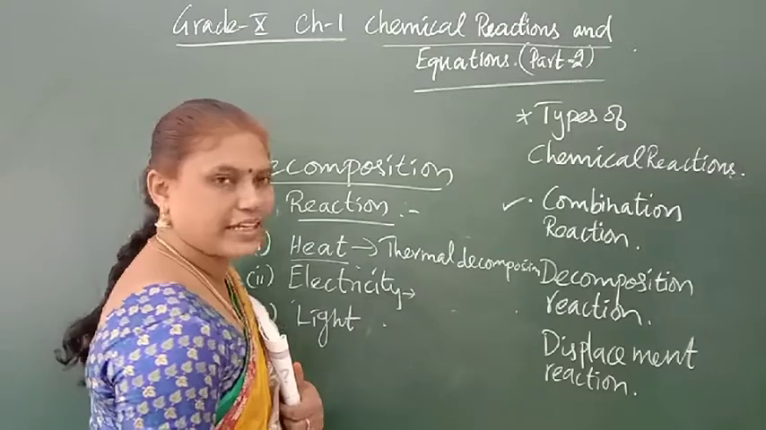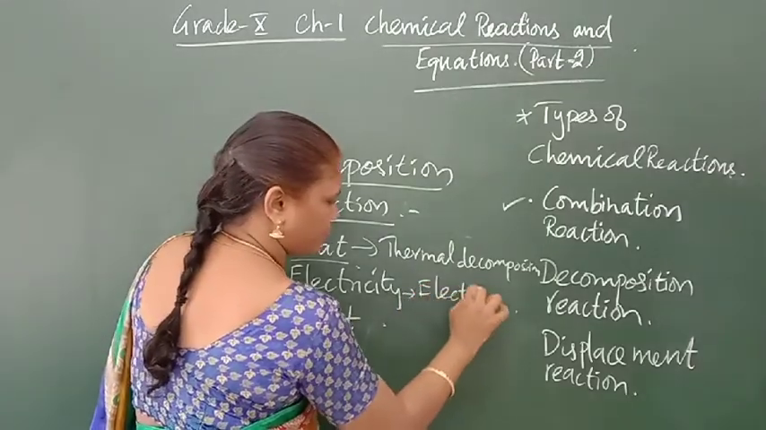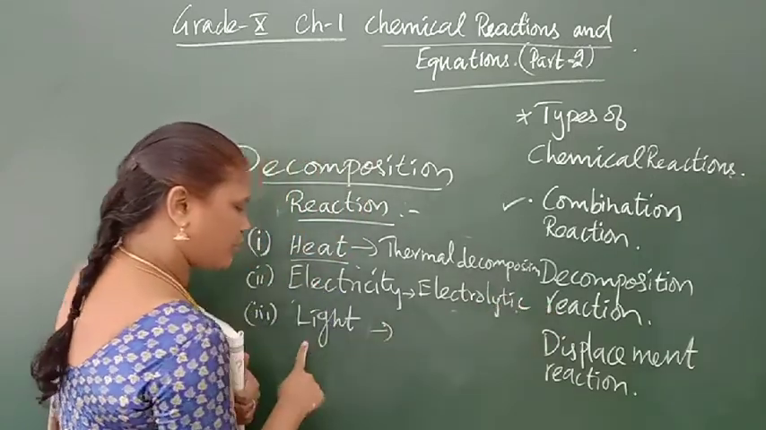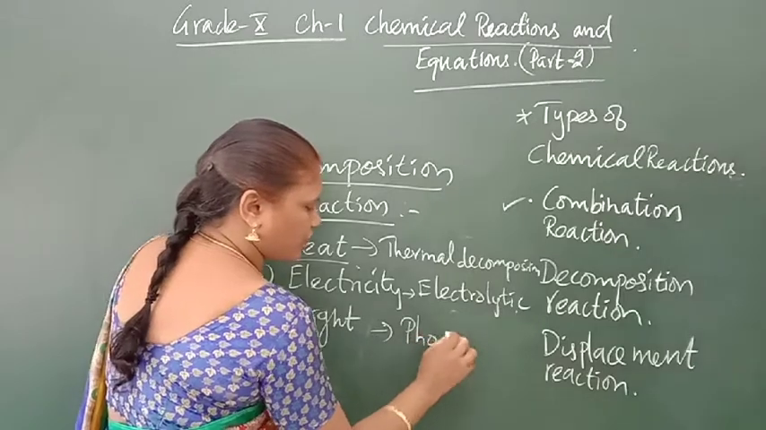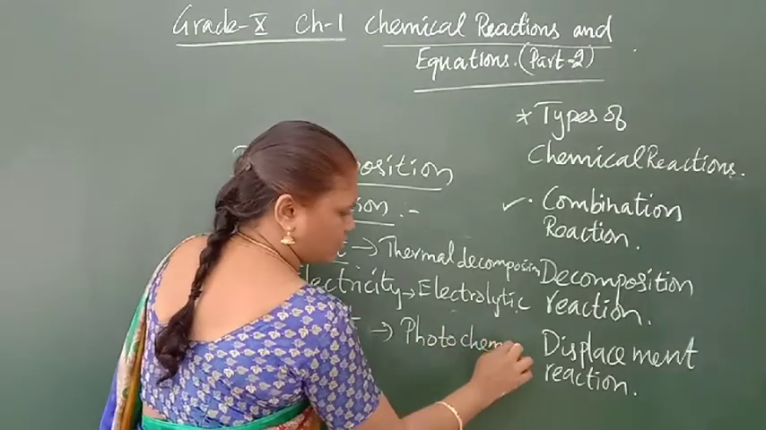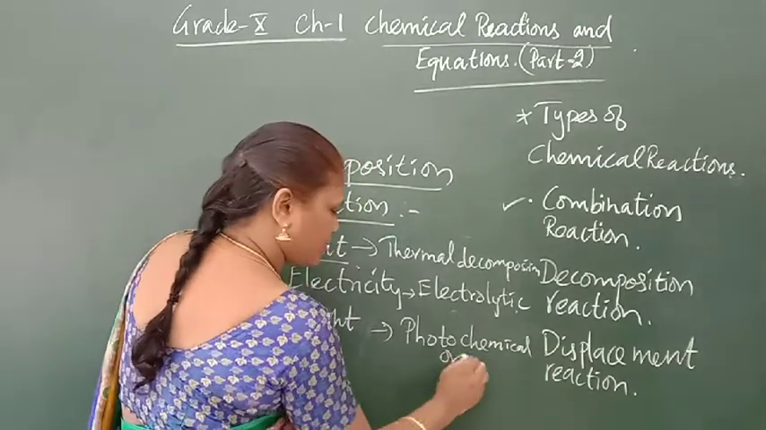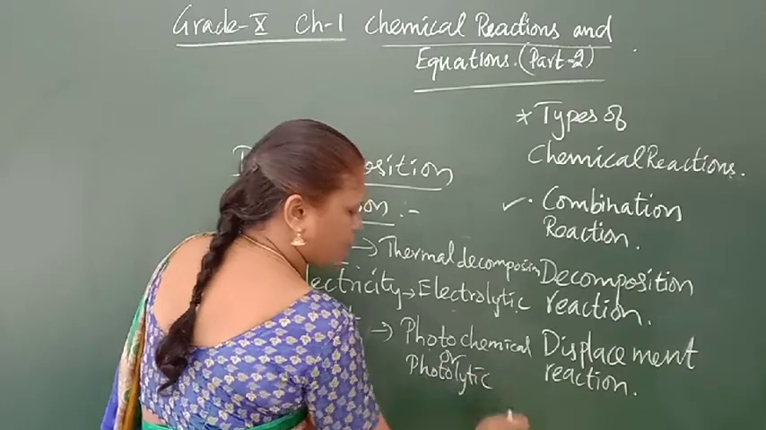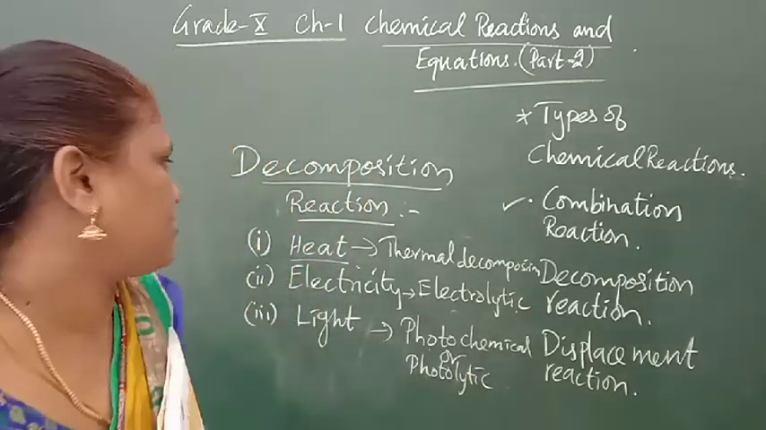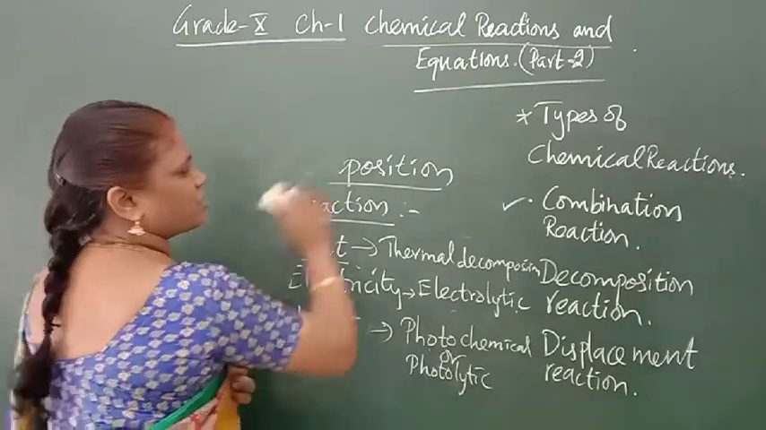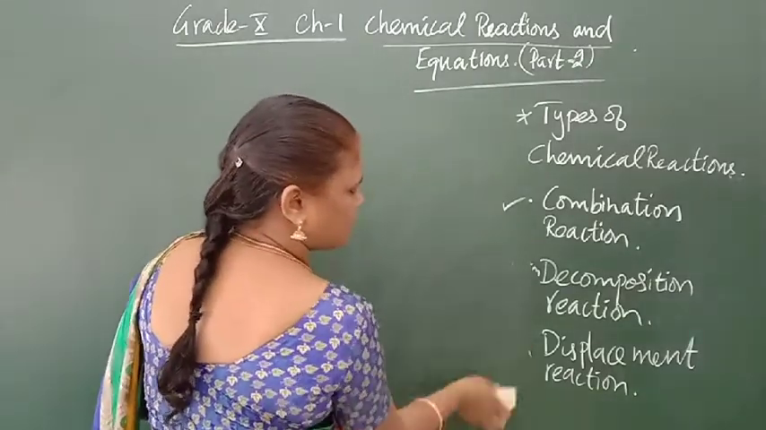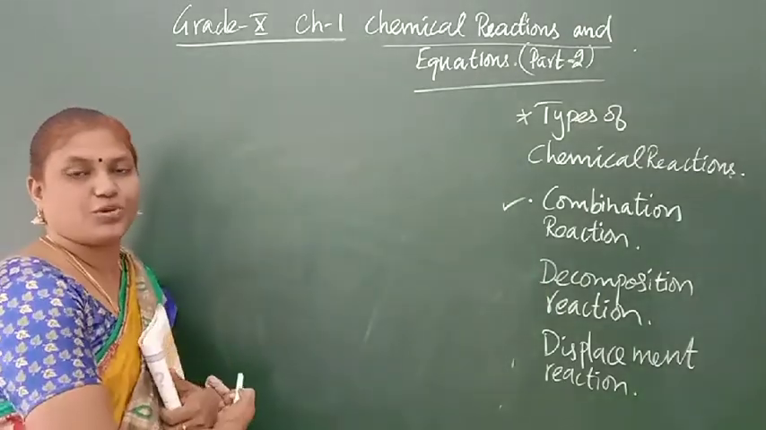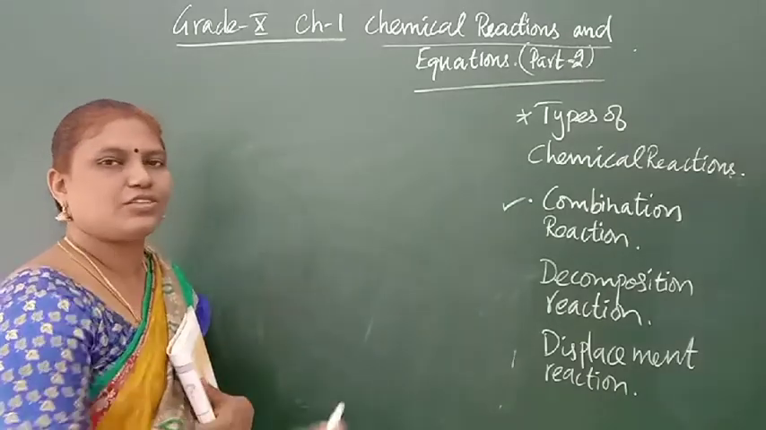Then we have electrolytic decomposition. And when it takes place in the presence of light, it is called photochemical decomposition. Photolytic also you can say. So we are going to see the three classifications of decomposition. First is based on heat. Let us see now the decomposition. What is decomposition? One reactant splits into two or more products.